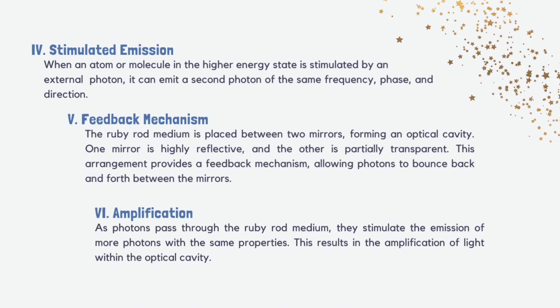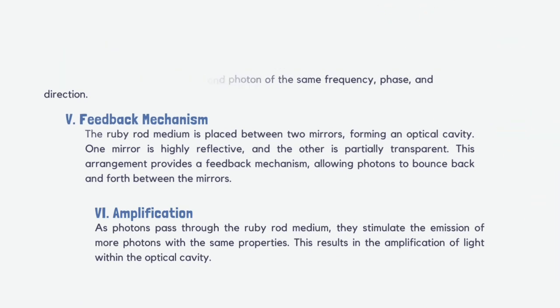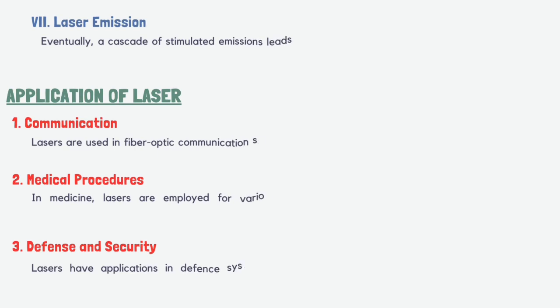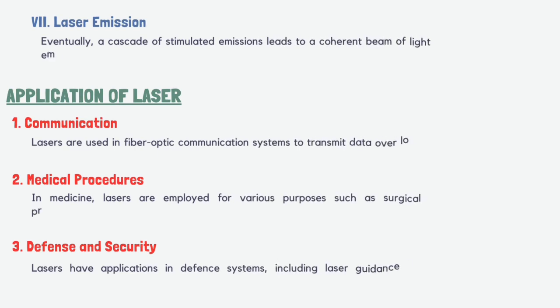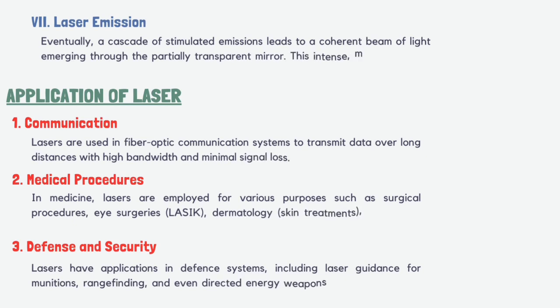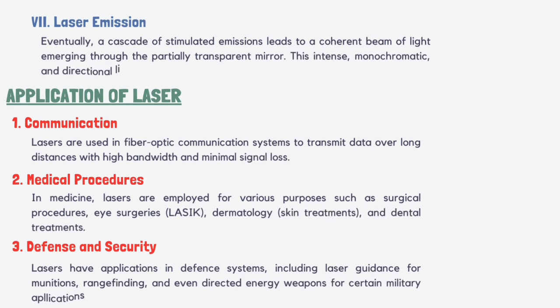Sixth, amplification. As photons pass through the ruby rod medium, they stimulate the emission of more photons with the same properties. This results in the amplification of light within the optical cavity. And lastly, laser emission. Eventually, a cascade of stimulated emissions leads to a coherent beam of light emerging through the partially transparent mirror. This intense, monochromatic, and directional light is the laser beam.